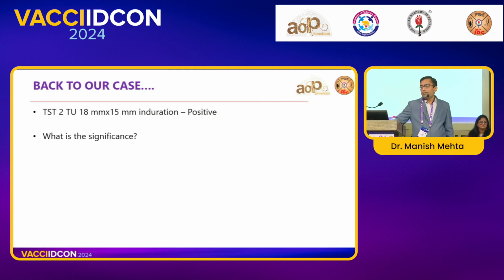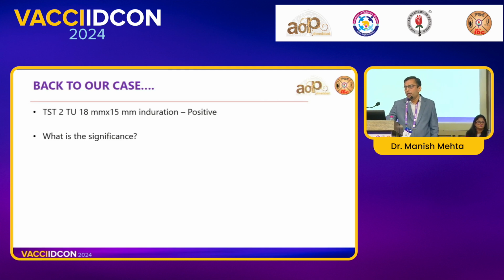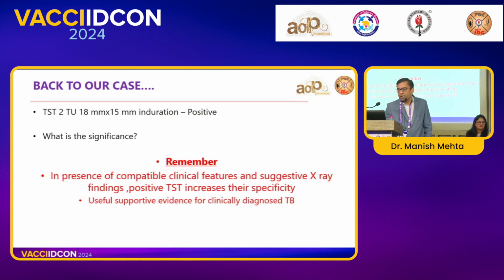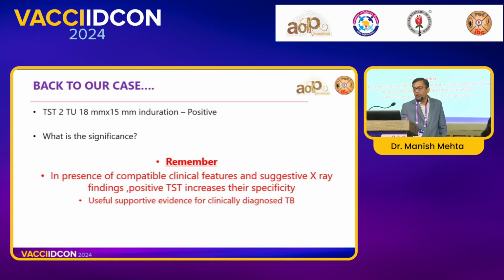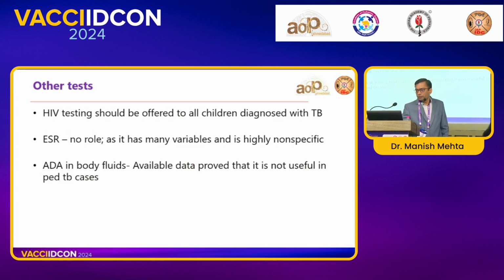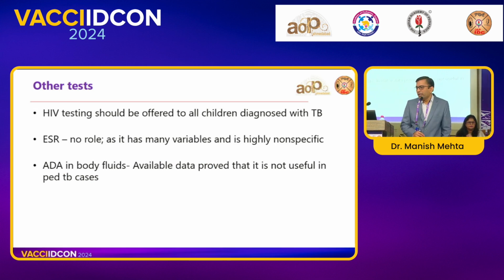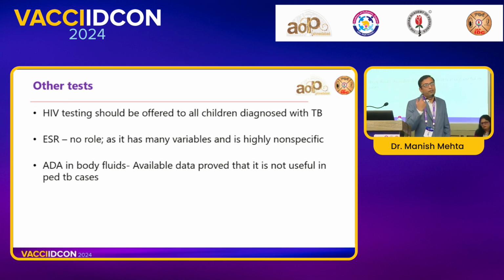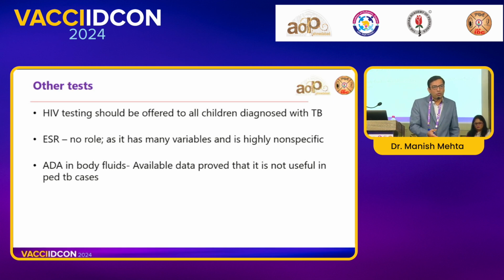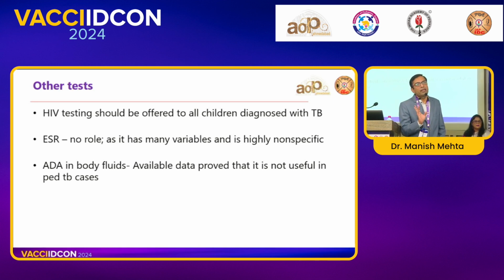So here our patient has a TST of 18 by 15 millimeter induration, which is positive. What is the significance? As we all discussed, with compatible clinical features and a suggestive X-ray finding, a positive TST increases the specificity and is useful supportive evidence for a clinically diagnosed case of tuberculosis. Which other tests should you perform? Always perform HIV testing in a case of tuberculosis. ESR has not much role. And ADA, forget this test. We always advise pleural fluid ADA, and high means tuberculosis, but it is high in very many other infections also. So there is no meaning in performing the ADA test in pleural fluid.